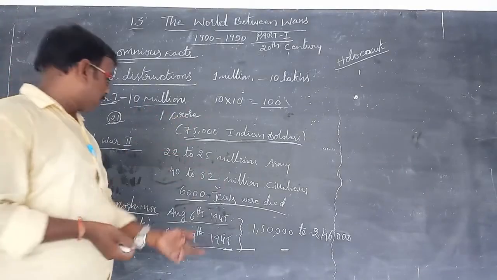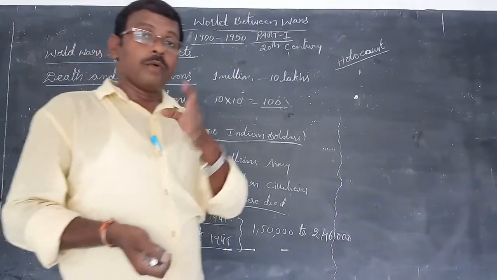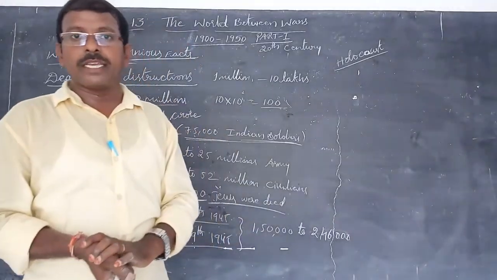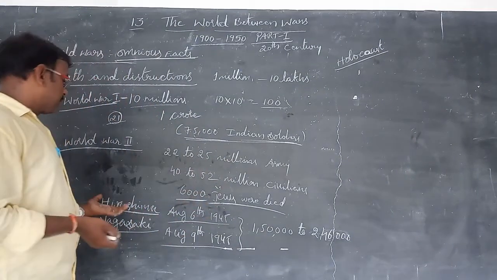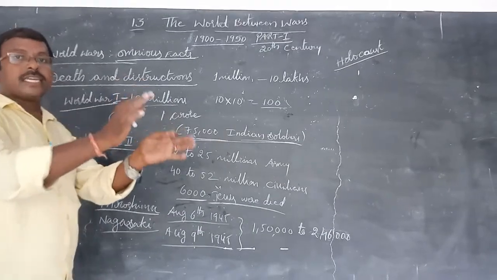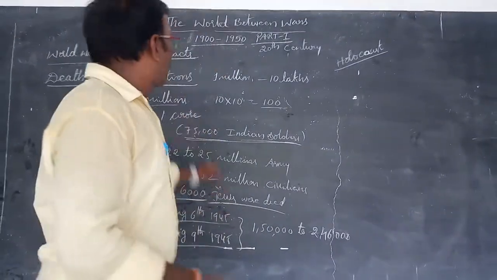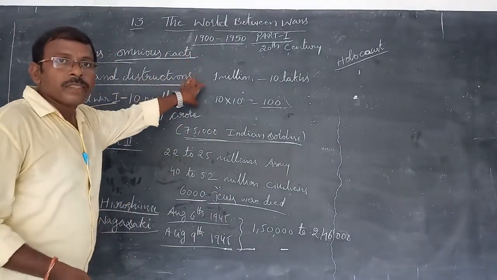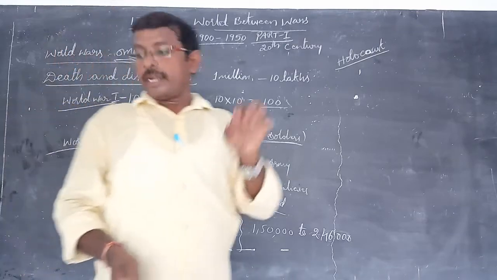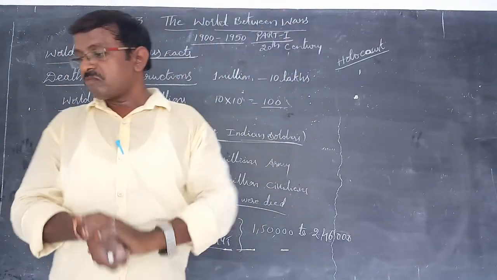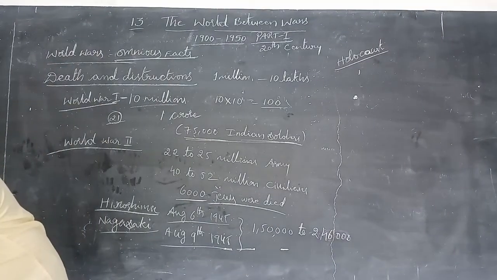Hiroshima Day is August 6th, Nagasaki Day is August 9th. We will see that. Did you see Nagasaki Day, Hiroshima Day? Because of all these, deaths and destructions happened in these two world wars. See this, how dangerous it is.